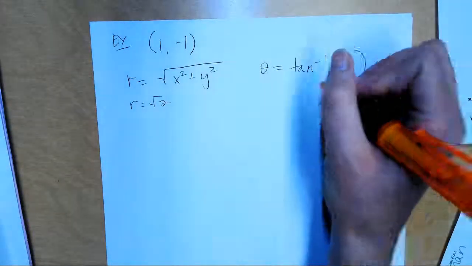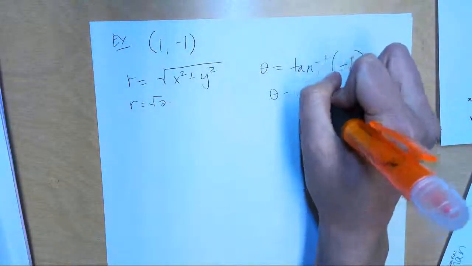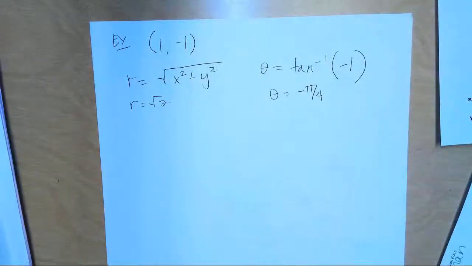At this time, please move to E3. Negative pi over 4. Now here's the part that's kind of tricky. Do you have to pick this? So we solved and we got root 2 and negative pi over 4. Do you have to pick that one?